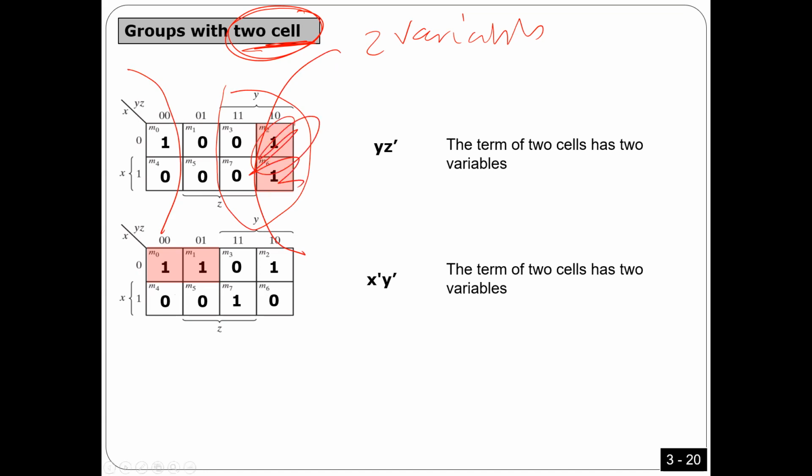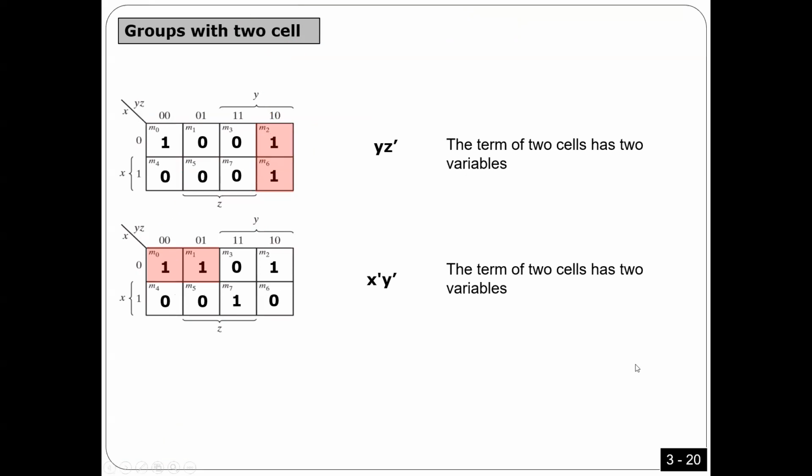Let's have more examples to understand it better. Here I can take these two ones as one group, because they are neighbors. Because the group has two cells, these two ones are going to be represented using only one term. Every group is one term, and this is the beauty of it. If I make two groups, I'm going to have two terms. But if I combine them together, I'm going to have only one term, and this term should have two variables.